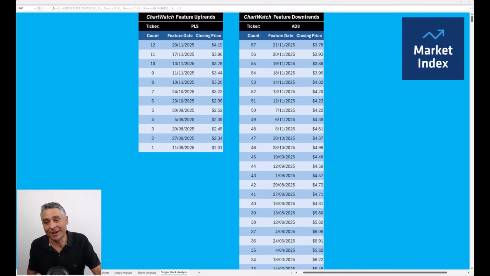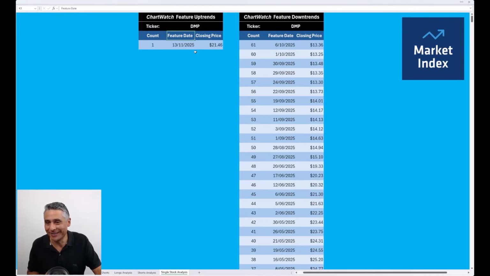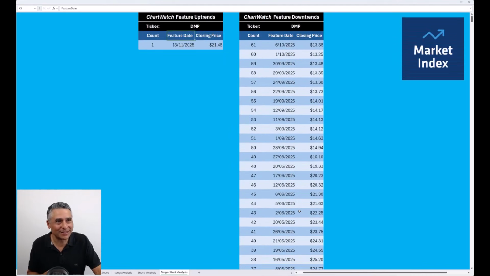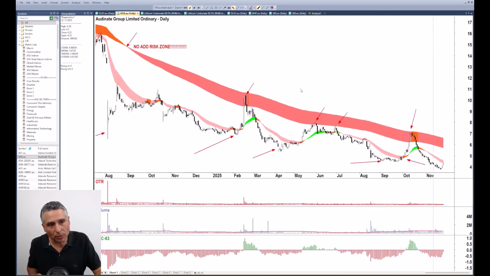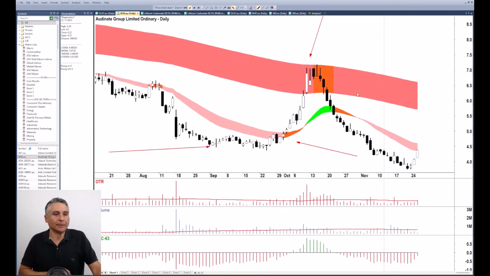But things can turn around, and we know that, for example, Domino's is a great example of one that went 61 feature times. But if we now look more recently, it's had one appearance as an uptrend, and that was, again, 36 down to 13. If that doesn't explain how the model works, I don't know what does. But the point with Domino's is things can turn around. I just don't think AD8 has turned around yet.